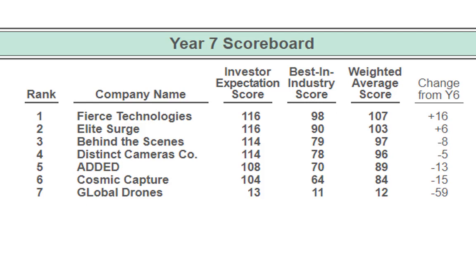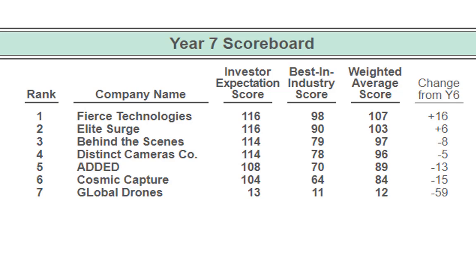Here we have the Year 7 scoreboard. Now, if you recall, when I went over the Year 6 results, I kept on saying Company B, Company B, Company B. But as you can see now, they dropped to third place. Company F clearly took the lead, gained 16 points from Year 6 to Year 7, and now has a weighted average score of 107. Then you have Company E at 103, they gained 6. Company B actually dropped 8 points.